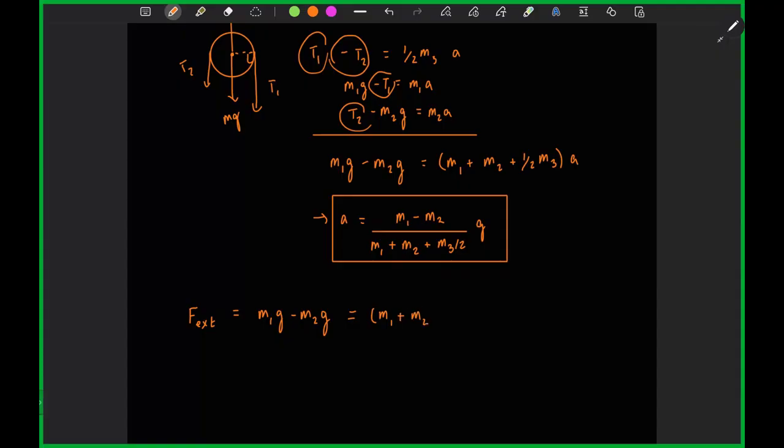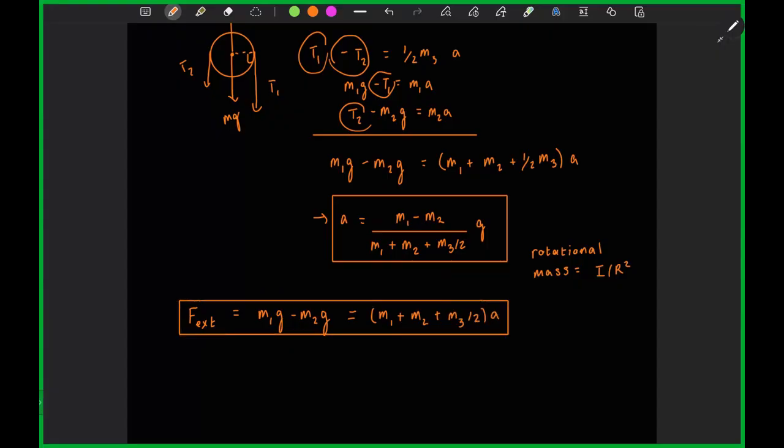But what about the mass of the pulley? You'll notice we have m3 over 2, not m3. What we have instead is what I will call the rotational mass of our pulley. And our rotational mass is our moment of inertia divided by r squared. In this case, m3 over 2. And understanding the notion of rotational mass will be quite important down the line as a shortcut. And so we will definitely discuss this in upcoming videos.